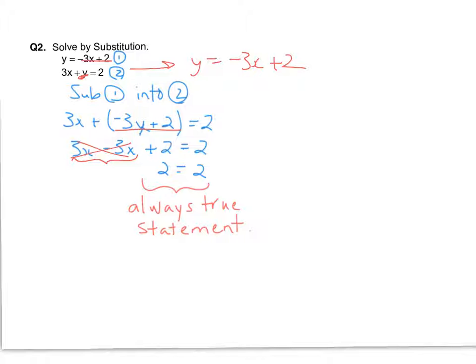When you get an always true statement, like 2 equals 2, or 4 equals 4, or 0 equals 0, or negative 25 equals negative 25, we have the case where we have 2 lines that lie on top of each other. The 2 lines lie on top of each other. So this is a case where we have an infinite number of intersection points. There are an infinite number of solutions or intersection points.